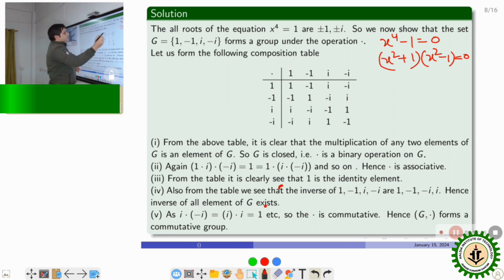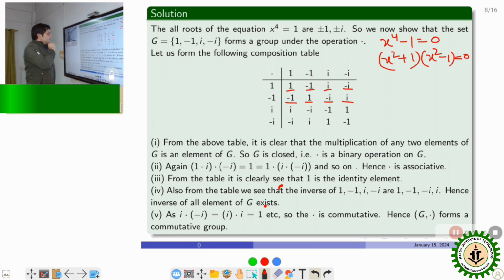In the first row we write down the elements 1, minus 1, i, minus i, and similarly in the first column we also write down 1, minus 1, i, minus i. Now dot is the multiplication operation, and therefore 1 dot 1 equals 1, we write down here. Similarly 1 dot minus 1 equals minus 1, 1 dot i equals i, 1 dot minus i equals minus i. Similarly minus 1 into 1 equals minus 1, minus 1 into minus 1 equals 1, minus 1 into i equals minus i, minus 1 into minus i equals i. Similarly, we also write down the rest here.